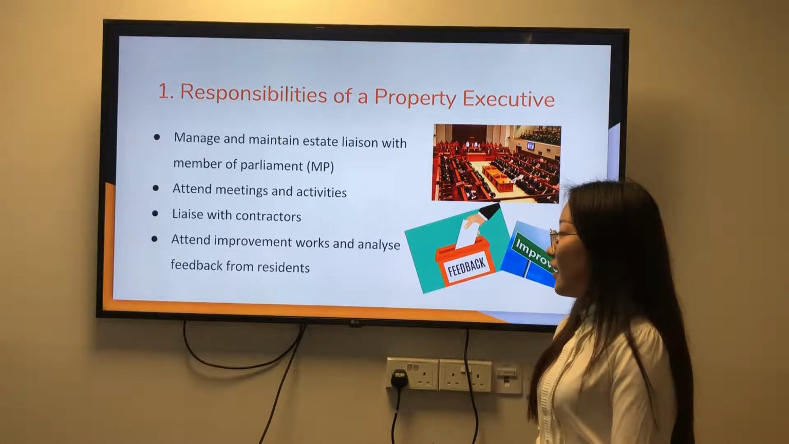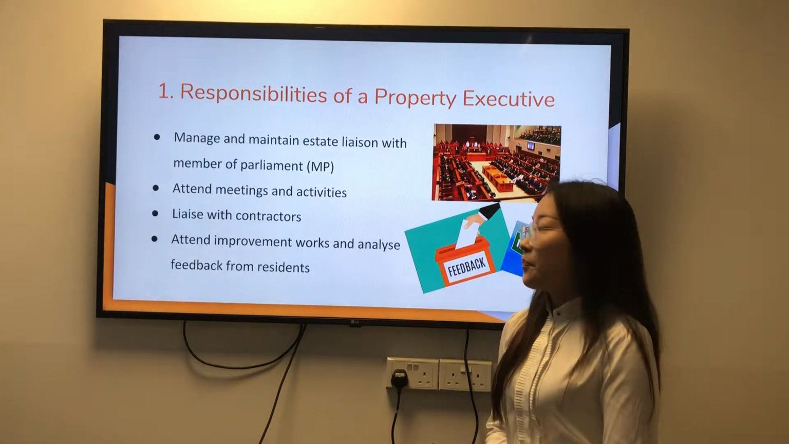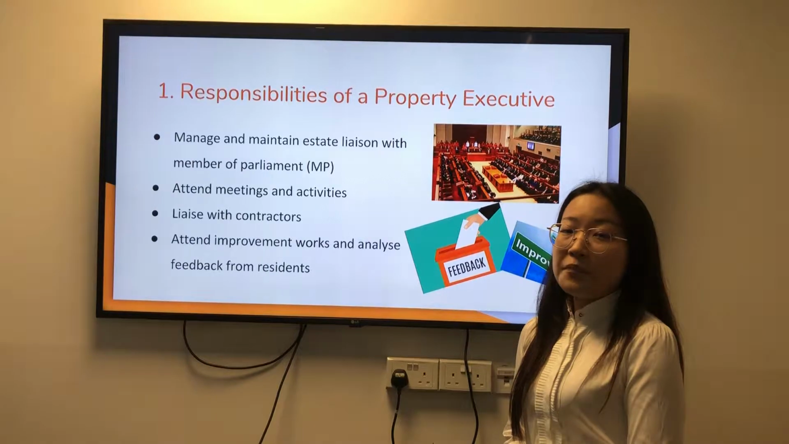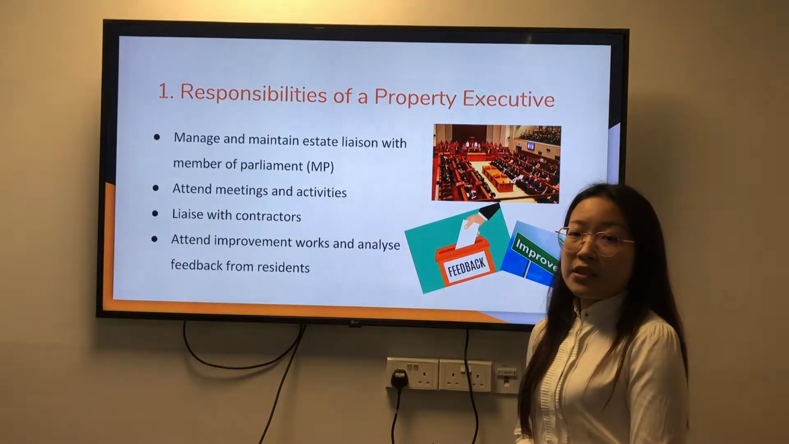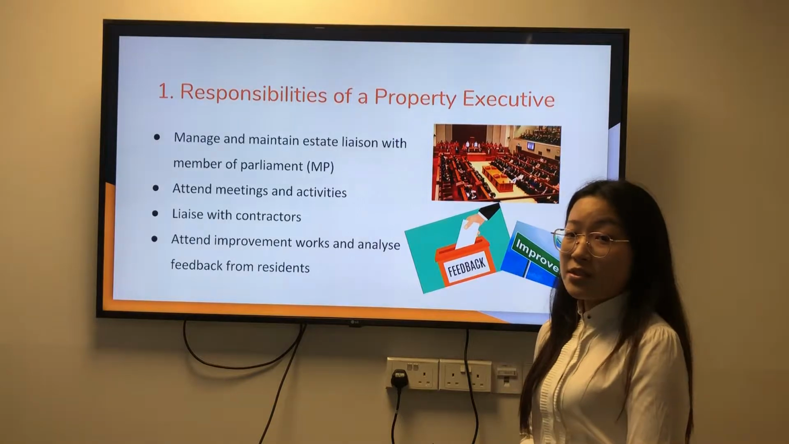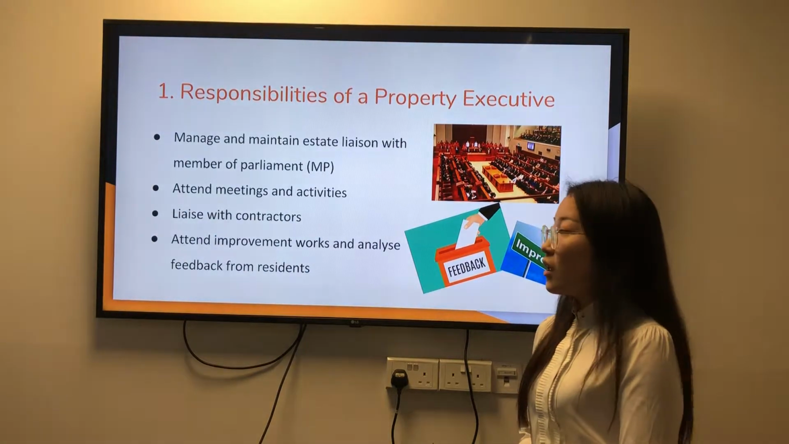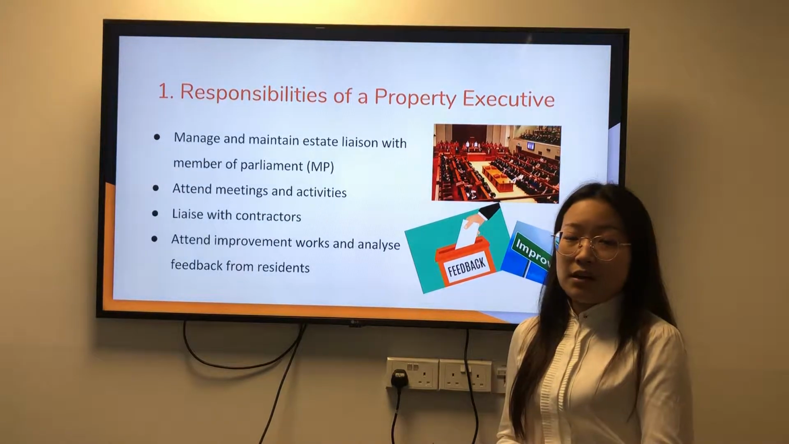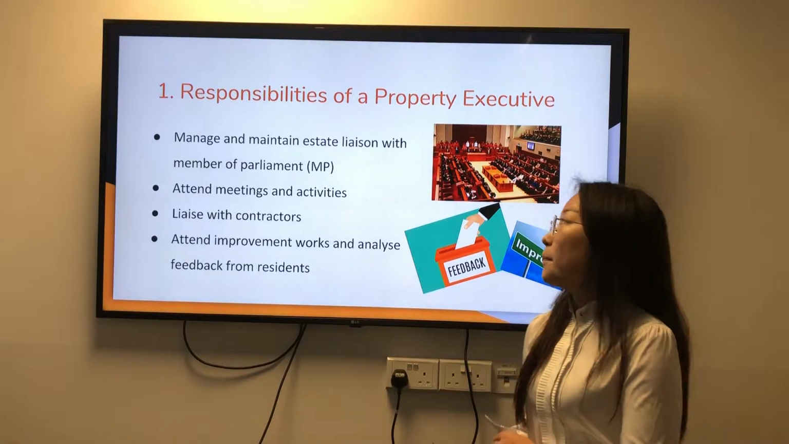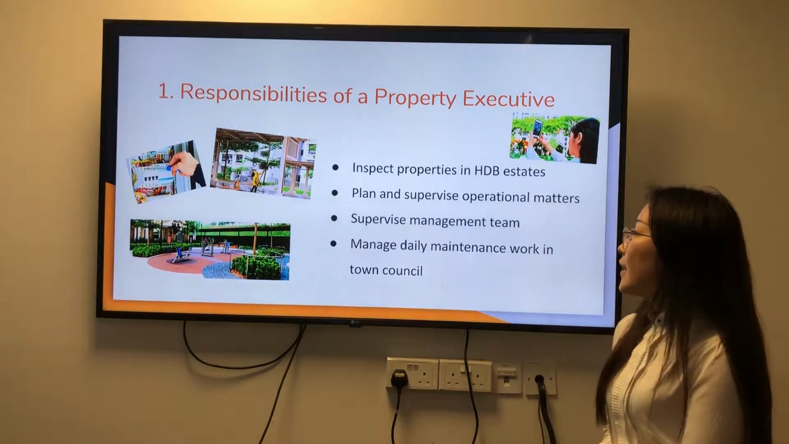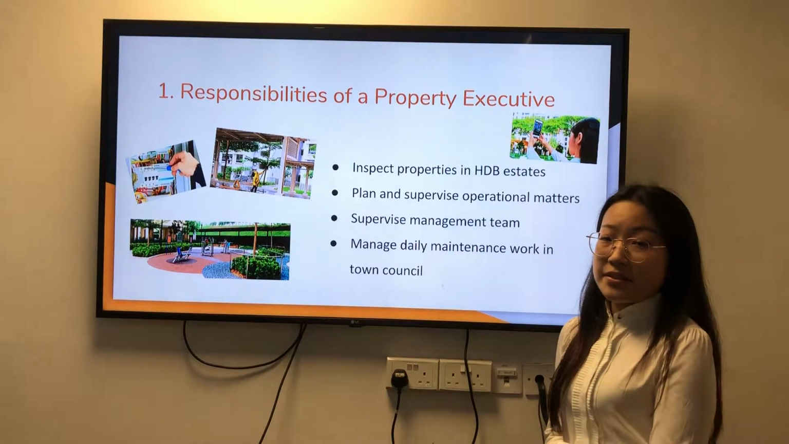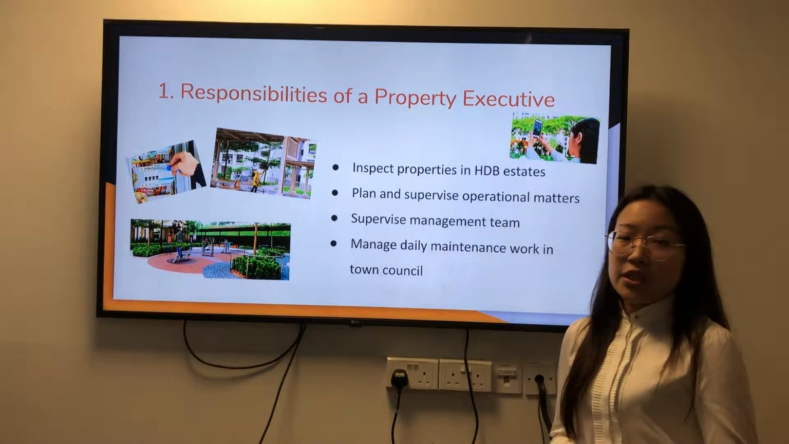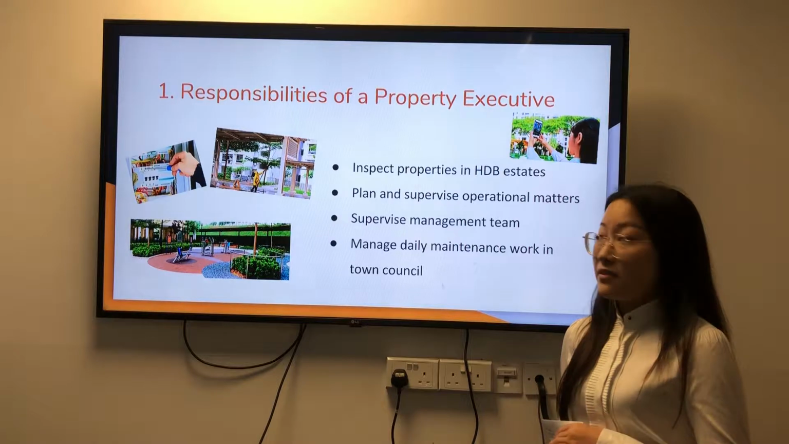Attend improvement works and analyze feedback from the residents. The property executive will look into the feedback by the residents and follow up on the assurance given by the residents. They will also check the ongoing improvement works to ensure that the works meet the standard requirements. Inspect properties in HDB estates. A property executive will conduct regular checks and inspections to ensure the property is well maintained.